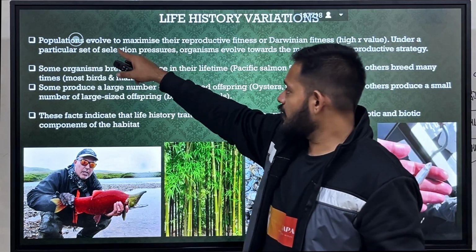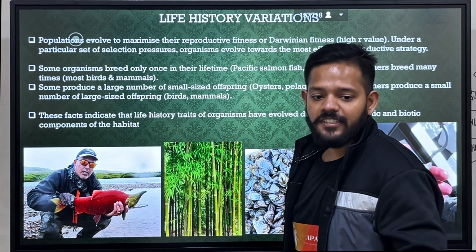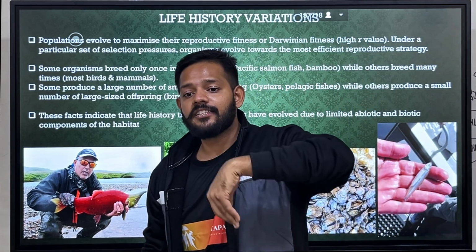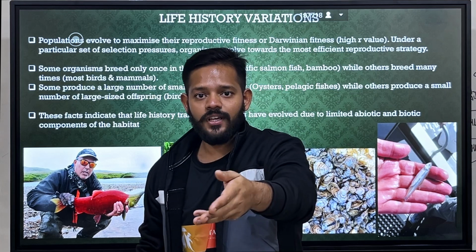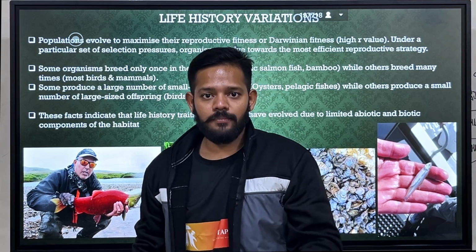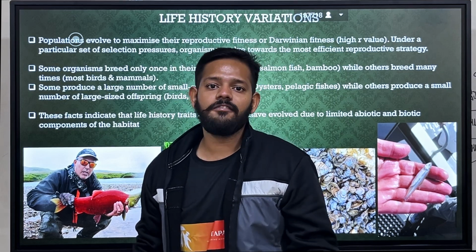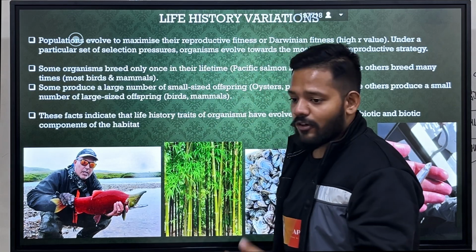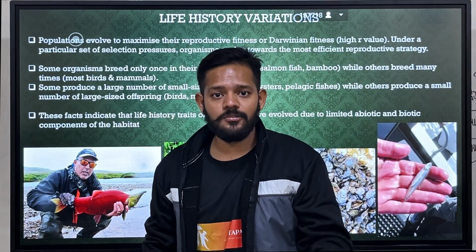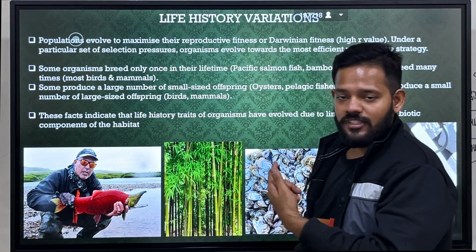So populations evolve to maximize their reproductive fitness. As you know, every organism which takes birth in the world, its basic motive is to make its progeny go ahead. It will have to make its progeny, then it will take birth on the earth. If it is not doing that, it is a waste. So for that, different organisms evolve different types of reproductive strategies, which we are going to see.